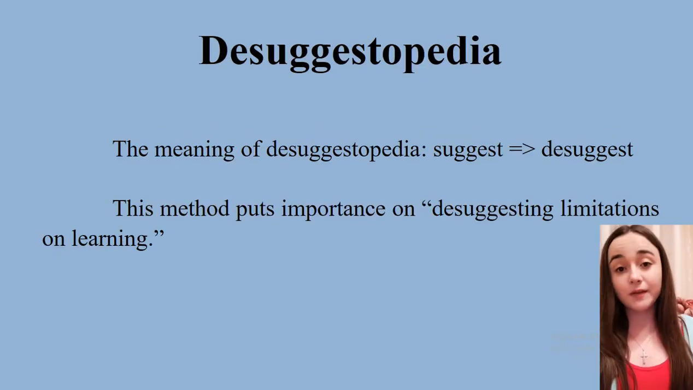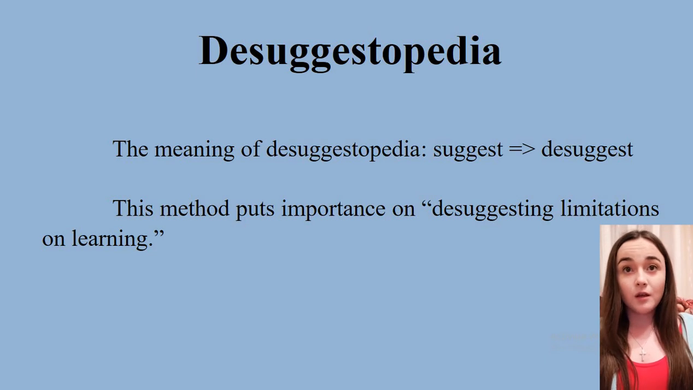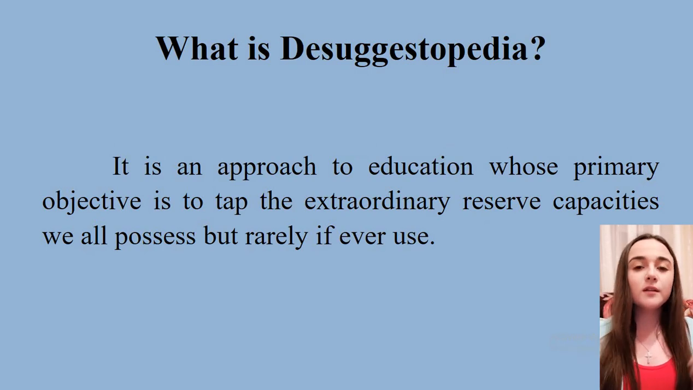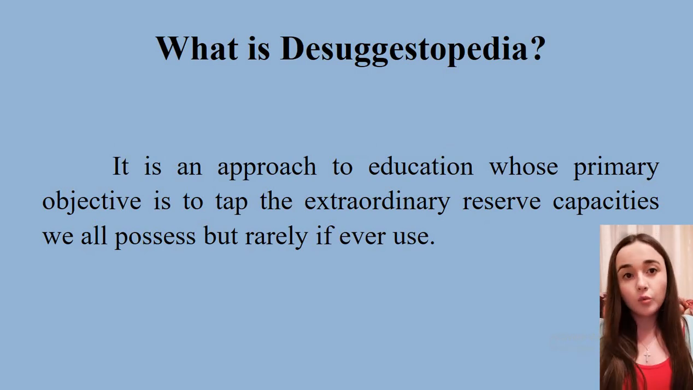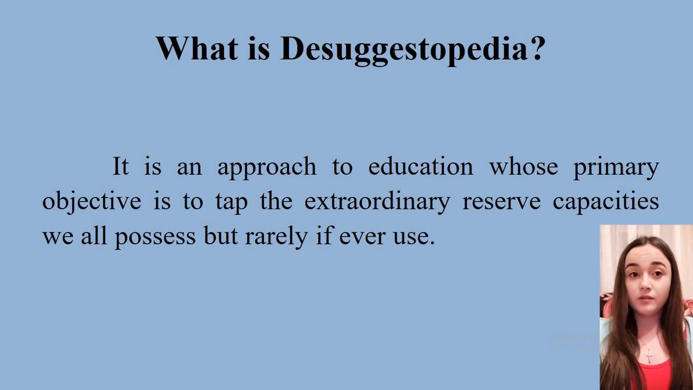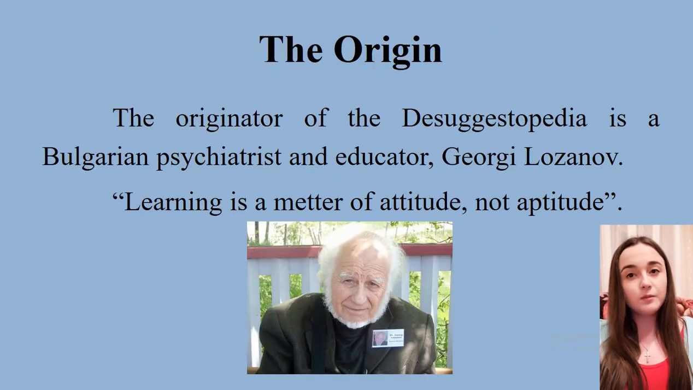Hello everyone, my name is Moisi Gabriela, and today I will continue to talk about Desuggestopedia in community language learning. Desuggestopedia. Desuggest is the opposite of suggest. To overcome some learning problems, this method puts importance on desuggesting limitations on learning. But what is Desuggestopedia? We do not use the full mental powers we have, or our received capacity. If we have some limitations, we need to be desuggested.